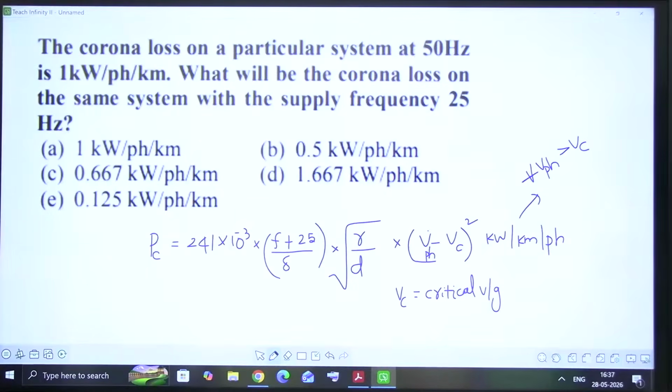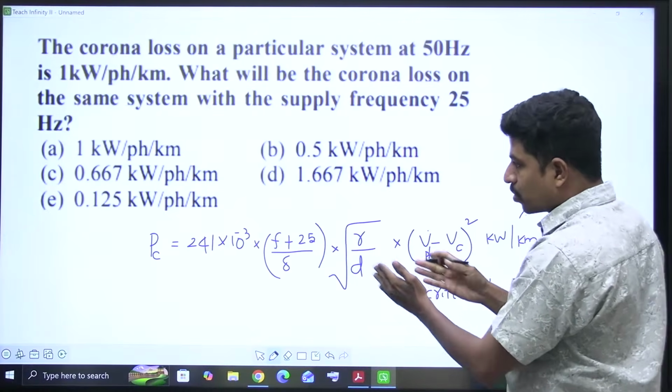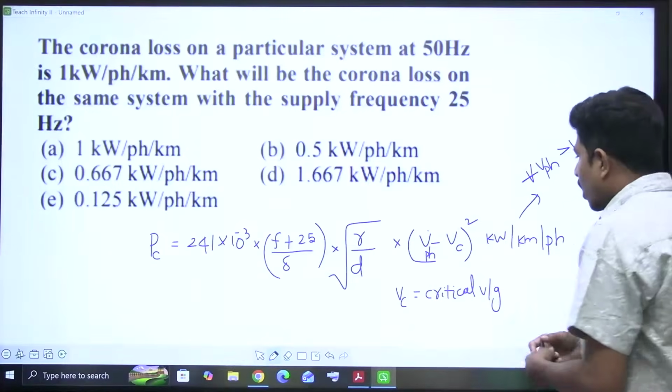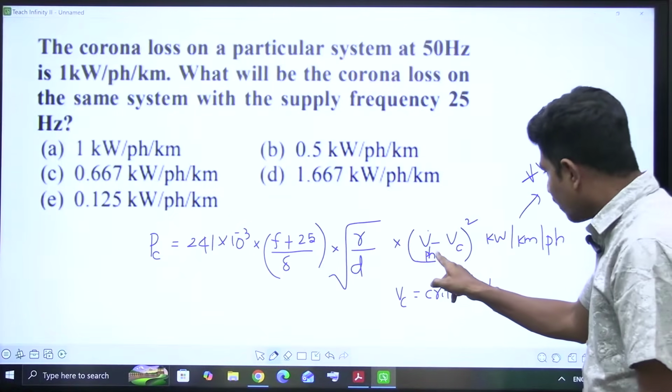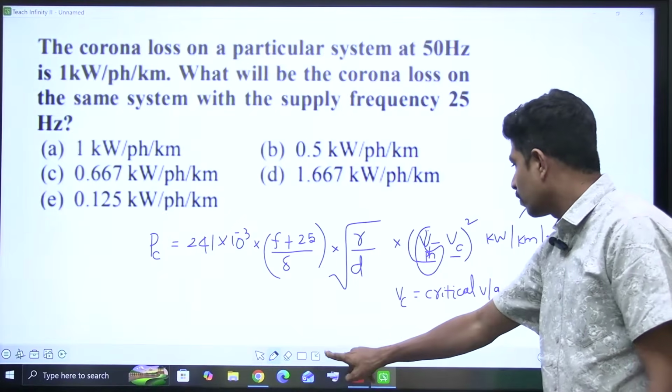Mathematically, people will think like this: sir, if V phase is less than VC also, something negative whole square is still positive, and some value will come. But that is nonsense, which we have to keep in our pocket. Why? Because corona itself will happen only if the present operating voltage is greater than the critical voltage.